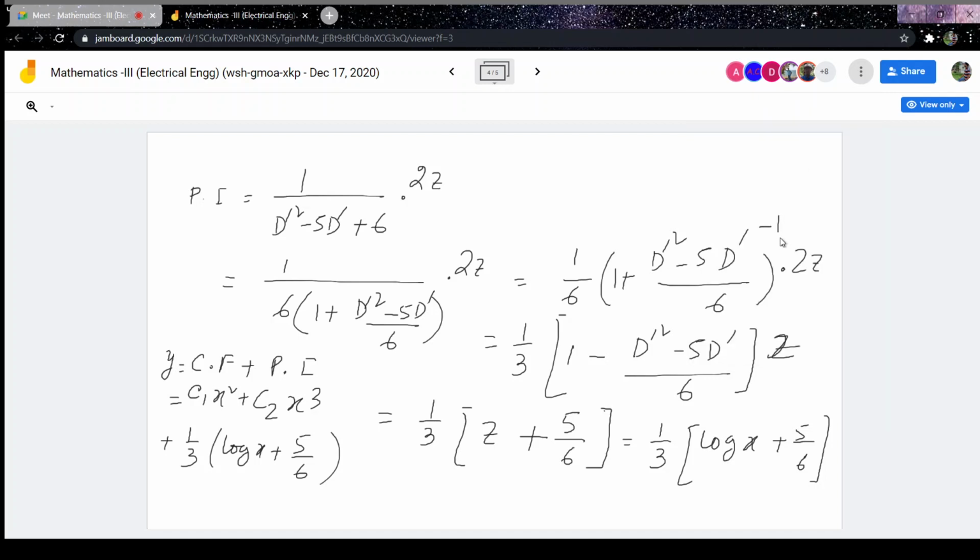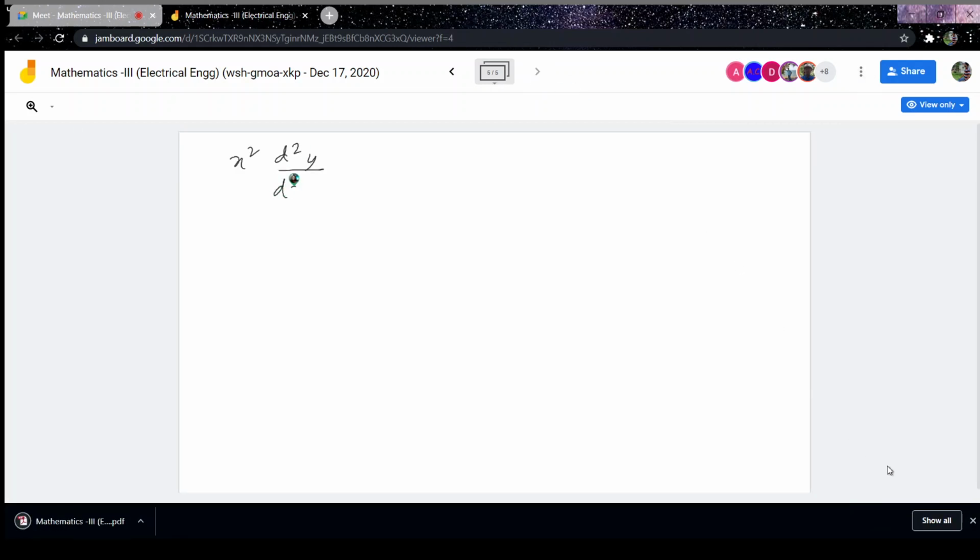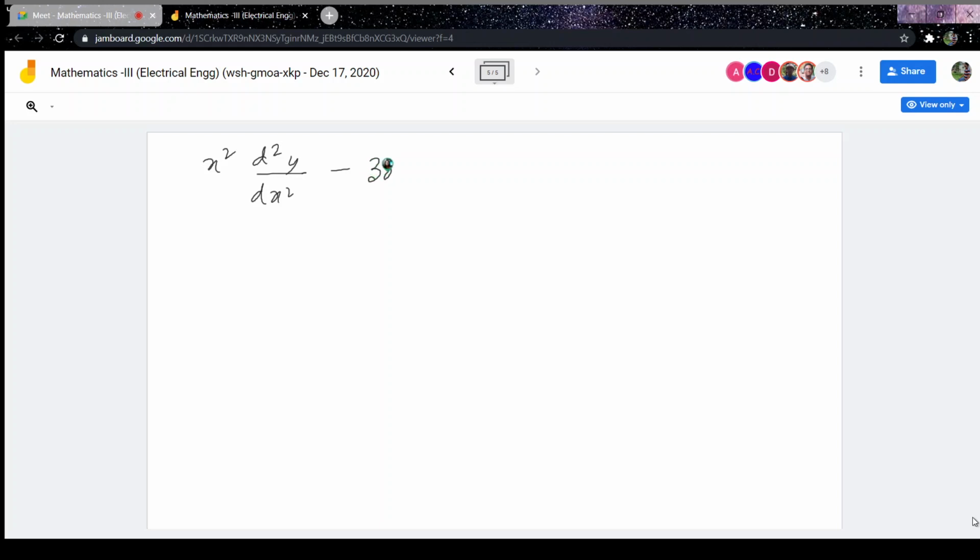Okay, tell me x square d2y. You put x is equal to e to the power z, z is equal to log x, and then solve it and tell me whatever result you got. I hope you understood the previous process, so you will easily be able to solve this.